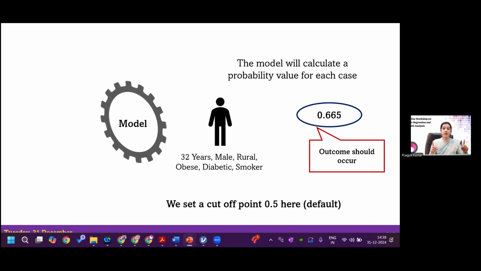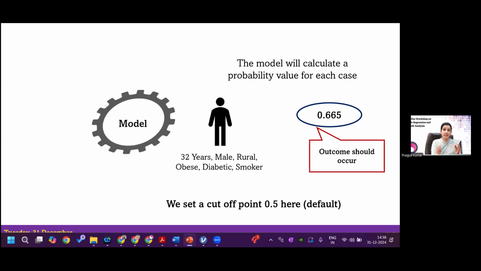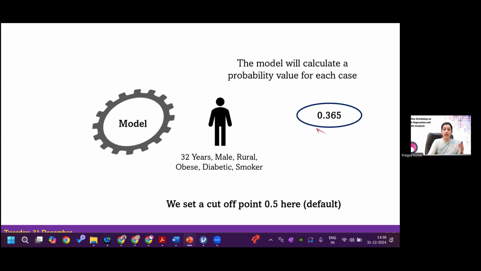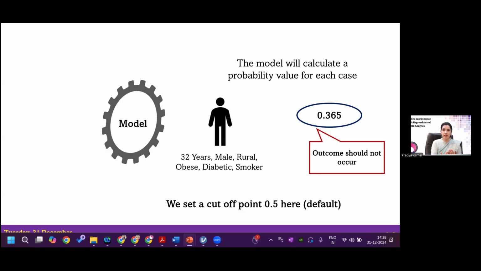We have seen the group assignment based on the predicted probability and the actual outcome which has happened, because in Jamovi, if you click that predicted probability and the group, you get a column. So if the probability is 0.665, we will say that yes, the person is having the disease. If the probability of this person is 0.365, then what will I say? Outcome should occur or should not occur? In this case, outcome should not occur.